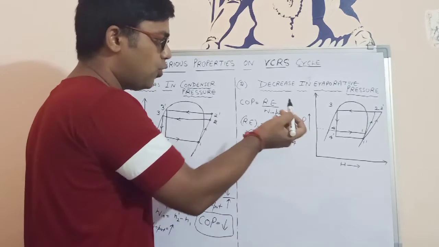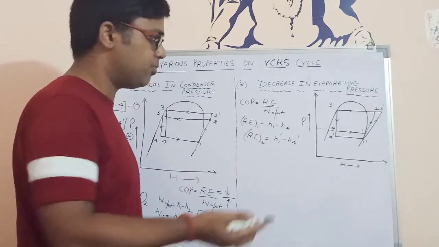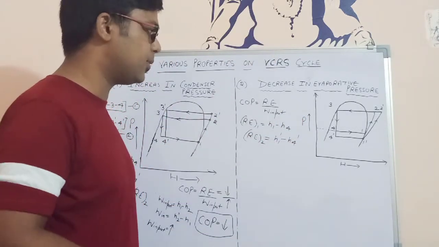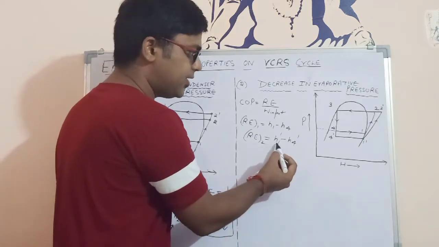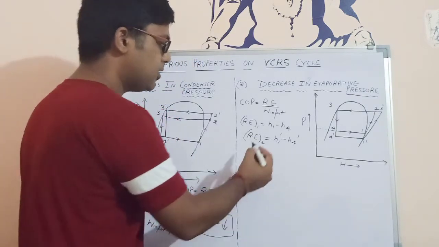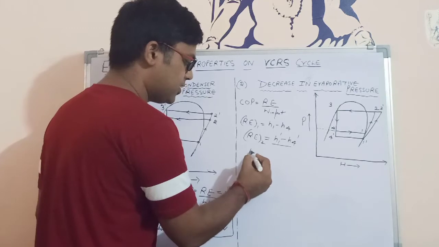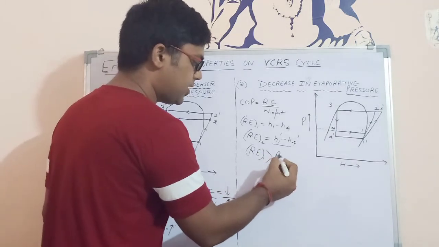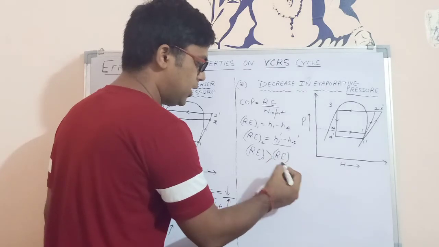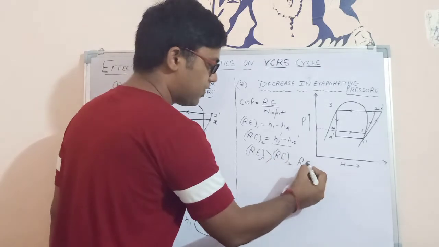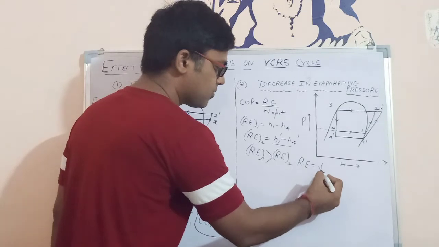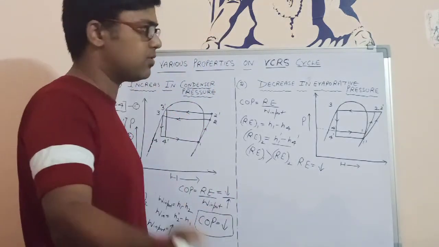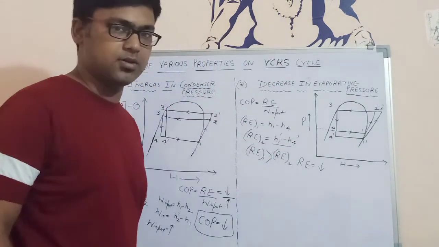Obviously H4 and 4 dash are going to be same because they are on the same vertical line. It means the value of H1 dash is less. So obviously it will have lower value. So we can say that refrigeration effect produced by the first system is more as compared to refrigeration effect produced by the second one. So overall we can say that refrigeration effect will decrease because of the decrease in evaporative pressure.